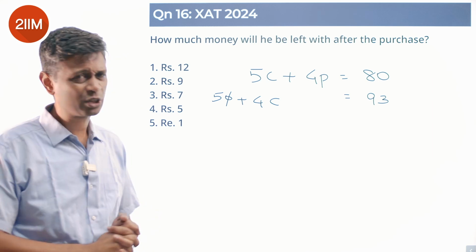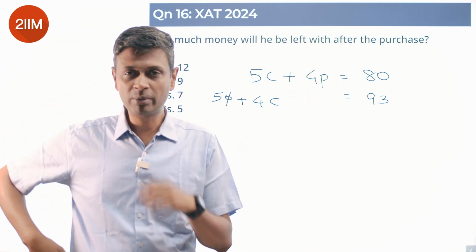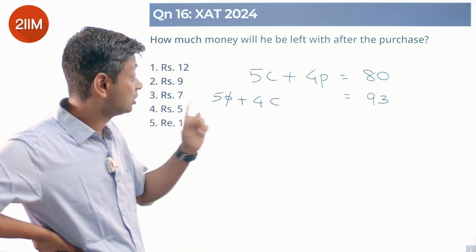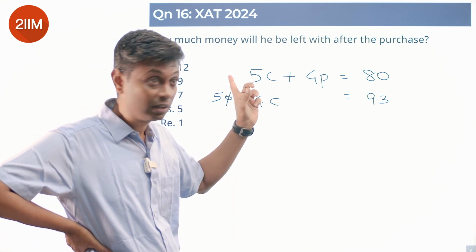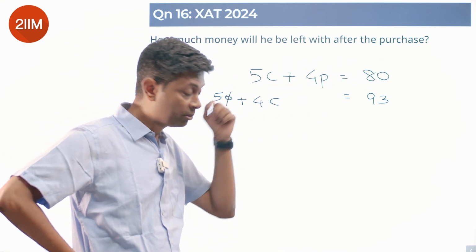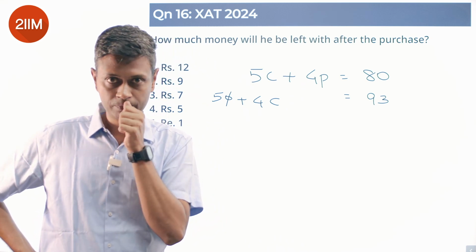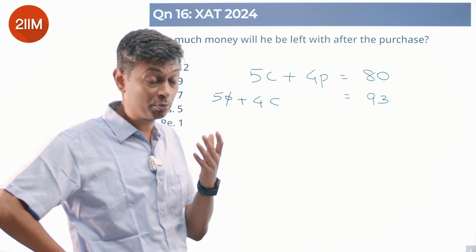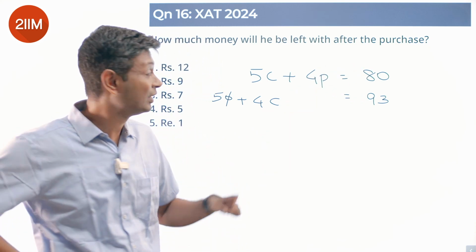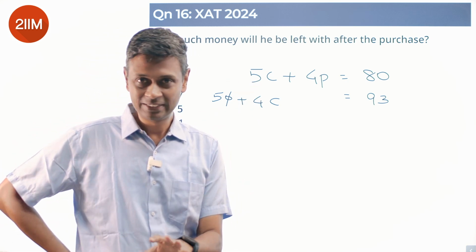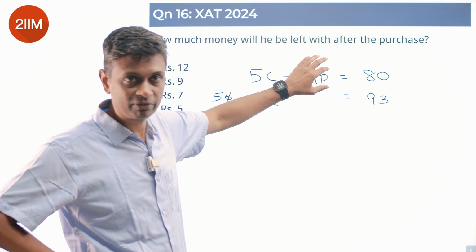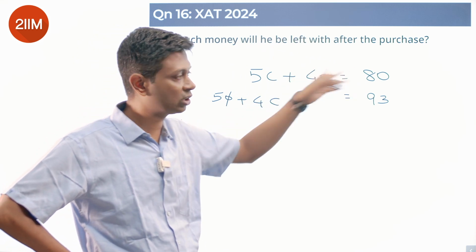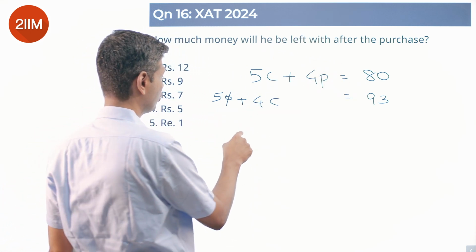Now the first equation is very interesting for me because 80 happens to be a multiple of 5 and 4. Why? Because 5c is a multiple of 5, 80 is a multiple of 5, so 4p should be a multiple of 5, or p should be a multiple of 5. 4p is a multiple of 4, 80 is a multiple of 4, so 5c should be a multiple of 4. This number is a multiple of 5 because the total is a multiple of 5. This number is a multiple of 4 because the total is a multiple of 4.